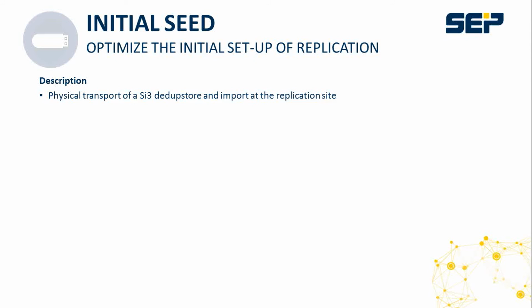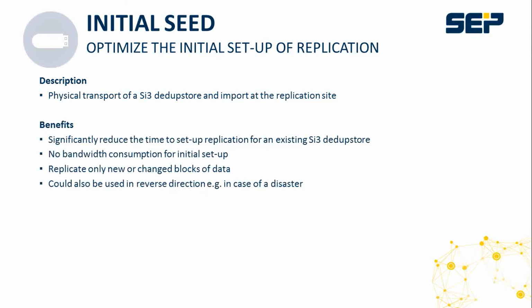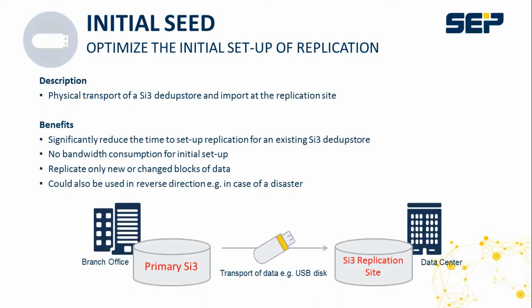So you need some functionality to export the data, the deduplicated data store from the branch office and bring it physically, maybe a USB disk or something like that, physically to the data center, import it at the data center, and then start the replication, and only the data changes according to your change rate will be transferred to the data center. So this reduces significantly the time to set up replication, and well, it also saves bandwidth.